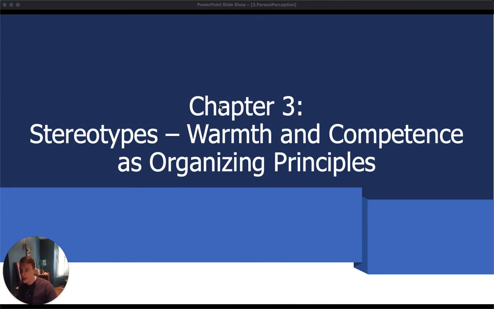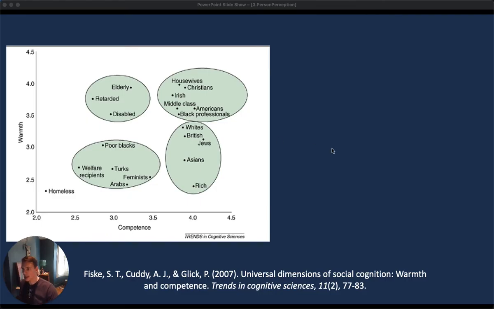Fiske and Cuddy did. They looked at tons of studies and it's like, okay, from these studies, what can we infer? What can we learn? How Americans see the people within their society, right? And so you can see this is about Americans, but similar principles apply, yet different stereotypes might apply for our culture, right? And so you can see on the x-axis the competence and on the y-axis the warmth dimension, right? And you can basically now see each group here arranged, okay?